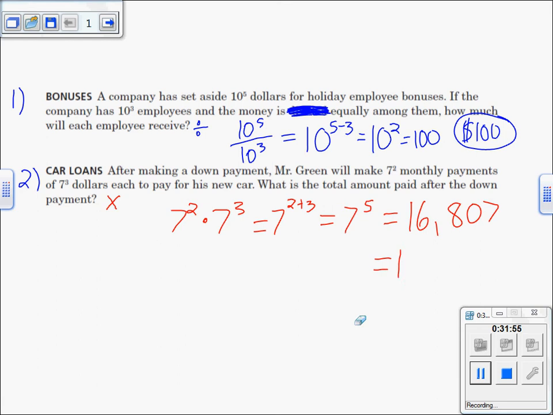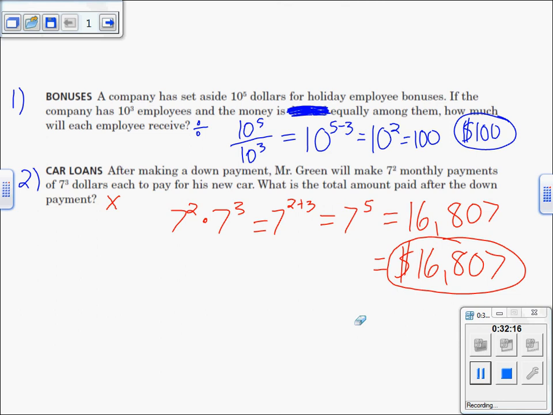Meaning not considering the down payment. That tells us he's going to pay a grand total of, I forgot the dollar sign, we're talking money. He's going to pay a grand total of $16,807. So include the dollar sign. That is the total he's going to pay even after his down payment. That's what he's paying for his car.